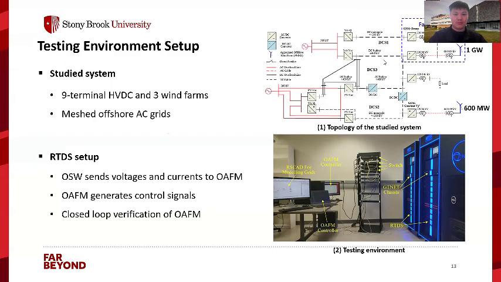The studied system is an extension of the CIGRE HVDC grid and the CIGRE HVAC offshore wind farm benchmark system. It has a 9-terminal HVDC grid and 3 offshore wind farms. Two offshore wind farms, each rated at 1 gigawatt, are connected at the AC side. The third offshore wind farm, 600 megawatt, is connected to an HVDC inverter.